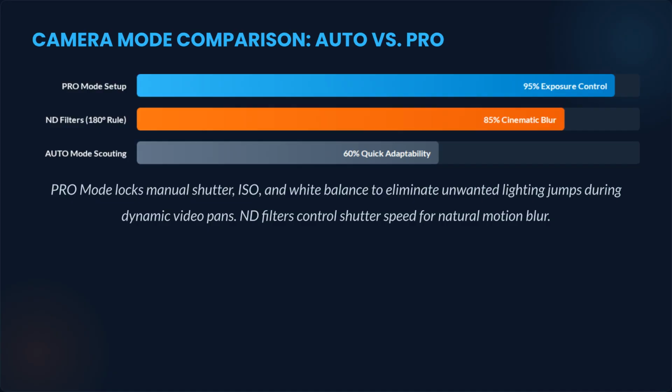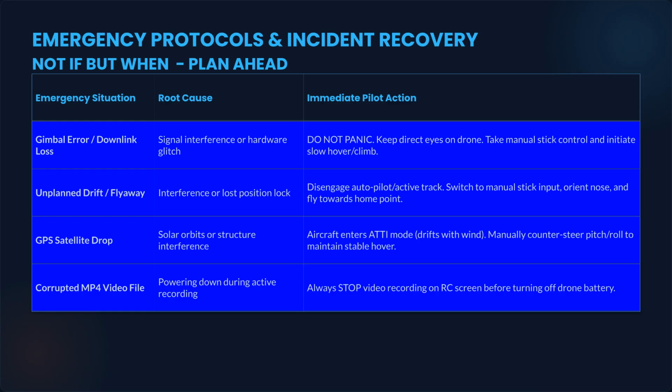Compare Auto and Pro modes. While Auto is great for quick scouting, Pro mode allows you to lock shutter speed, ISO, and white balance for consistent, professional-looking video results. When it comes to emergency protocols, remember, plan ahead, not if, but when. Situations like gimbal errors, unplanned drift, or GPS drops require immediate, calm pilot action to regain control.